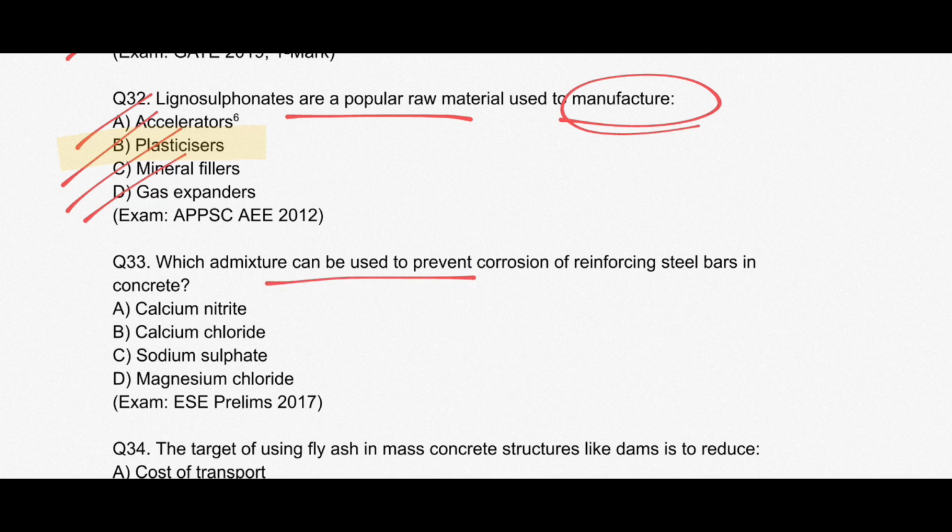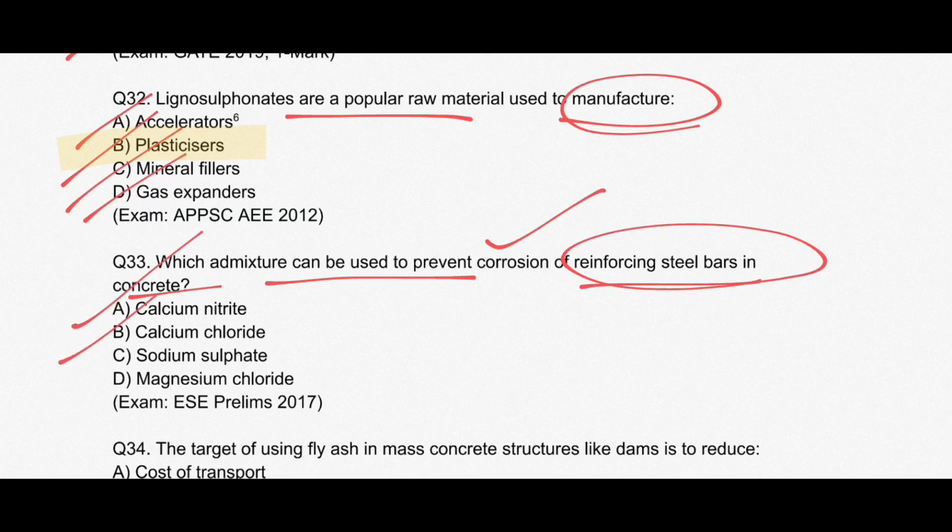33rd question. Which admixture can be used to prevent the corrosion of the reinforcing steel bars in concrete? Option A calcium nitrate, option B calcium chloride, option C sodium sulfate, and option D is magnesium chloride. So the answer is option A, that is calcium nitrate. By using calcium nitrate, we can prevent the corrosion in reinforcing steel bars which are provided in the concrete.